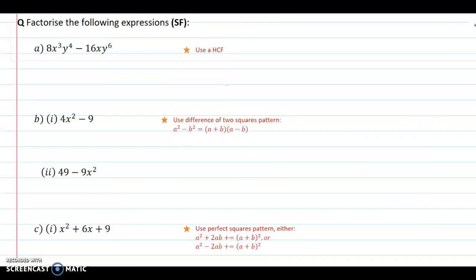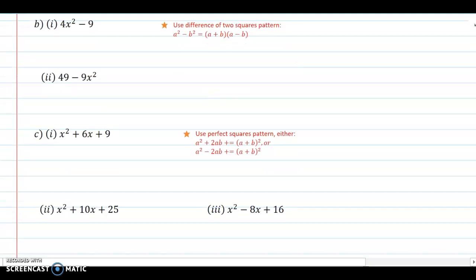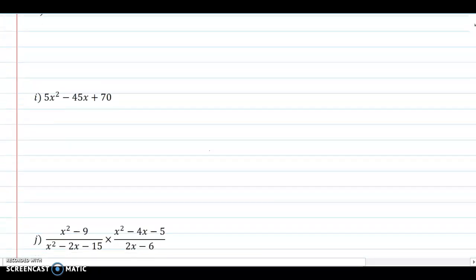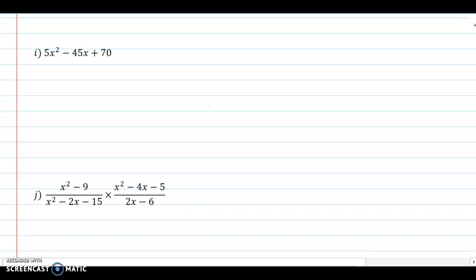Okay, so we're going to work through a fair few problems here, and we should work all the way down through these problems, finishing off with a bit of a complicated algebraic fraction problem.